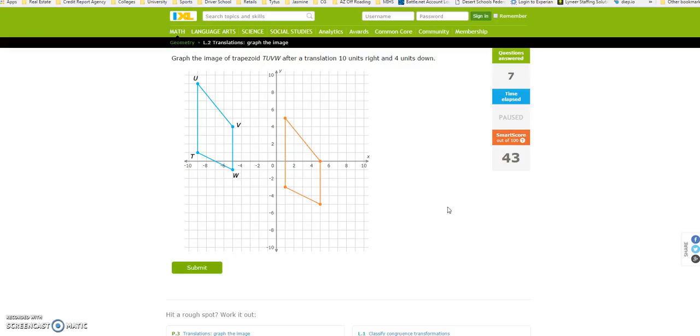Ta-da! And remember that earlier we realized that the V, when we moved it down 4 units, was on the x-axis. Our alpha V is still on the x-axis. So yay! I think we did it right.